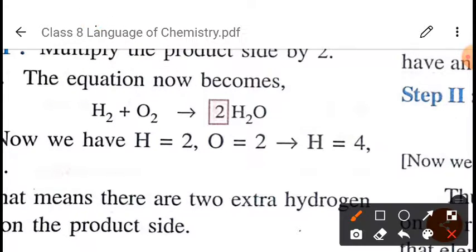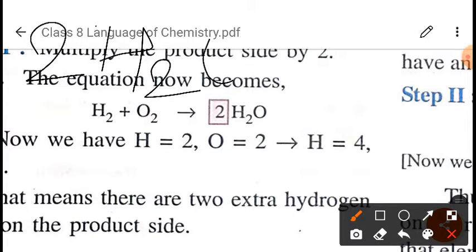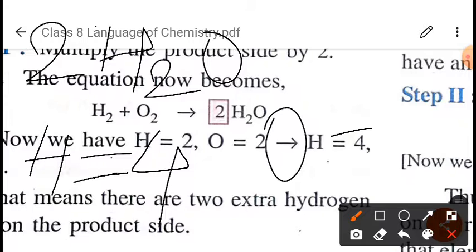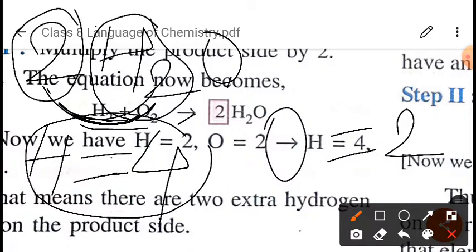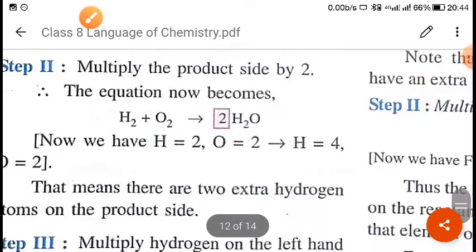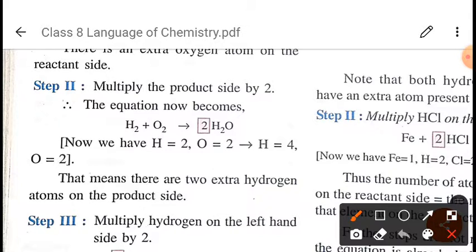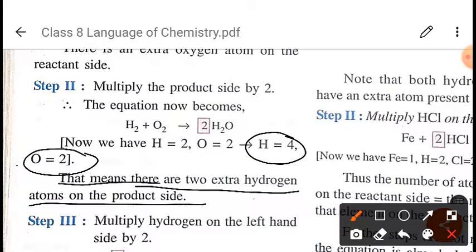So if we are writing 2H2O, it means that hydrogen is 4 and oxygen is 2, because here already 2 hydrogen was there, and when we multiply by 2, 2 into 2 is 4, right? So hydrogen will become 4, and this 2 is for oxygen, so oxygen will become 2, right? The same thing he has done here. As we can see, hydrogen has become 4, and oxygen has become 2. So this means that there are 2 extra hydrogen atoms on the product side, okay.